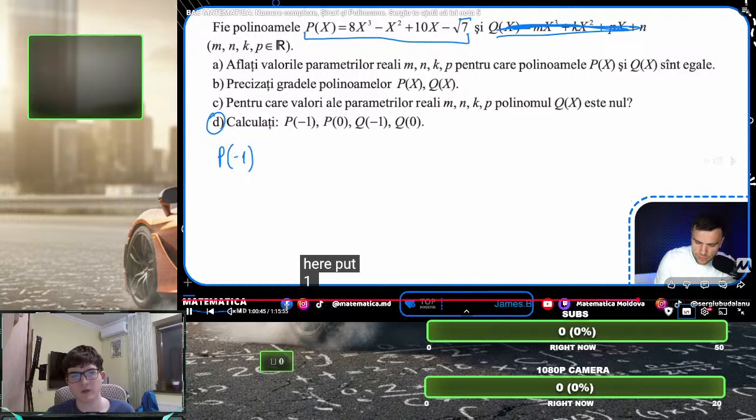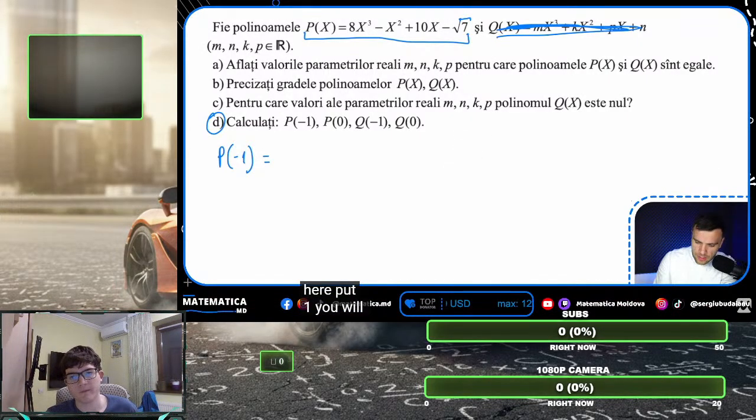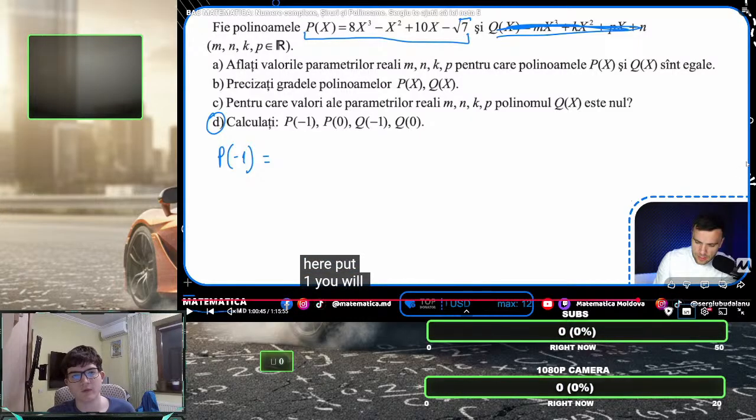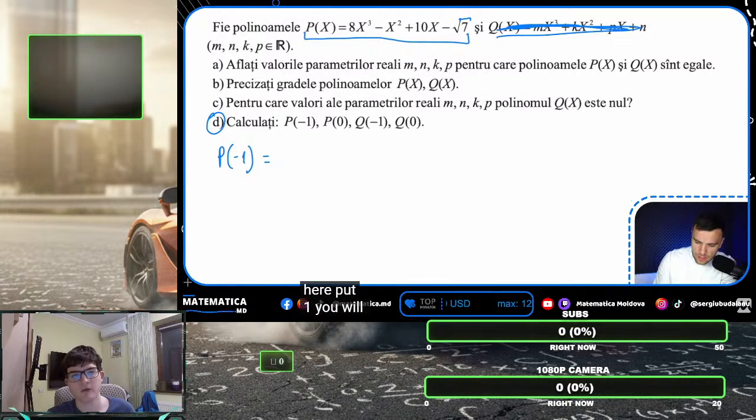Now go with polynomials. God damn them. We're going with 8 times x to the third power. That stuff. We just have to calculate p in -1 and p in 0, stuff like that. So to calculate p in -1, hold up.